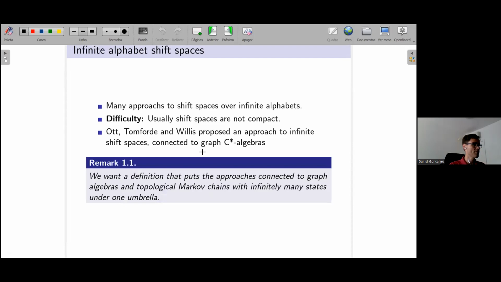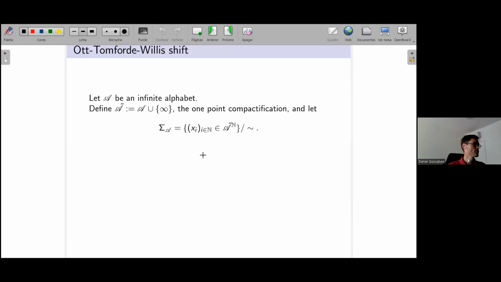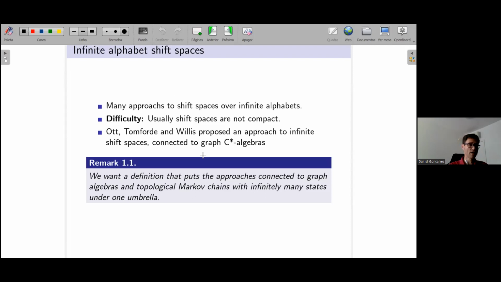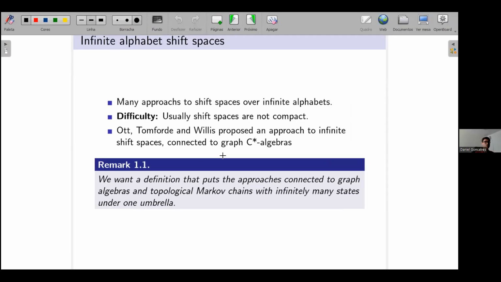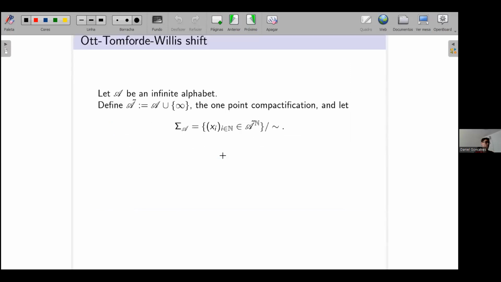So we wanted some definition that could encompass the Ott-Tomforde-Willis definition. We could work for graph algebras and could work also for infinite matrices, right, for the graphs coming from infinite matrices. So our algebras will have a really strong connection with Ott-Tomforde-Willis subshifts. So I will remind you, or present, what the Ott-Tomforde-Willis shift is.